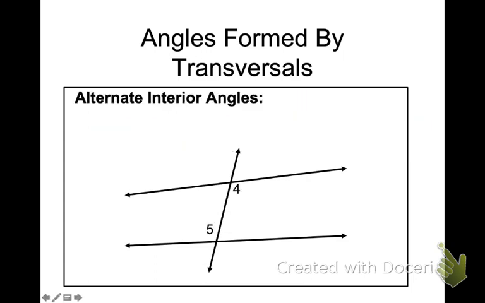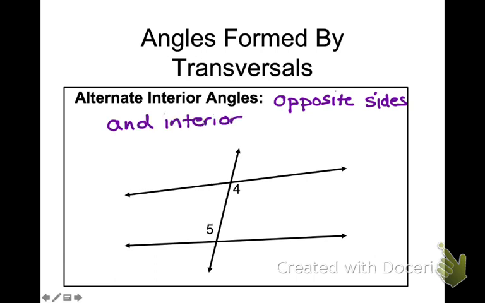All right, alternate interior angles are going to be on opposite sides. Wouldn't that be 3 though? Yeah, I had it labeled differently. So opposite sides and interior. Does that make sense if we just say that? Opposite sides and interior. So opposite interior, so alternate interior angles.